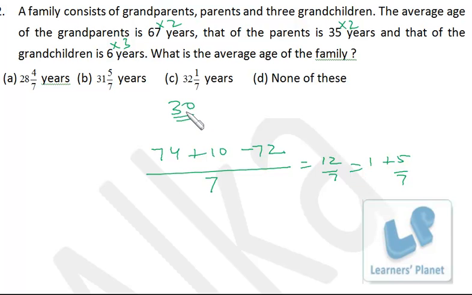So 30 was the initial average or assumed average. 30 plus 1 plus 5 by 7, that is 31, 5 by 7. Okay, 30 plus 1, 31 plus 5 by 7, so that is equivalent to 31, 5 by 7. So this way you can save your time if you just go by the deviation method.